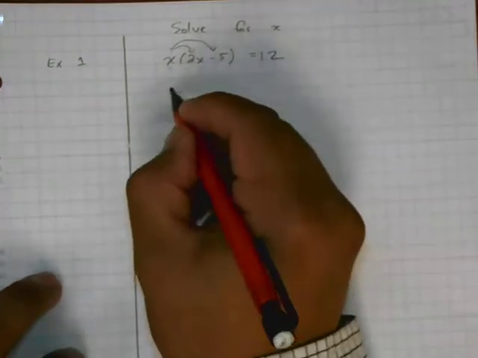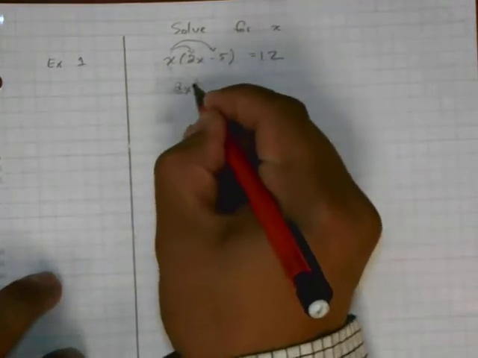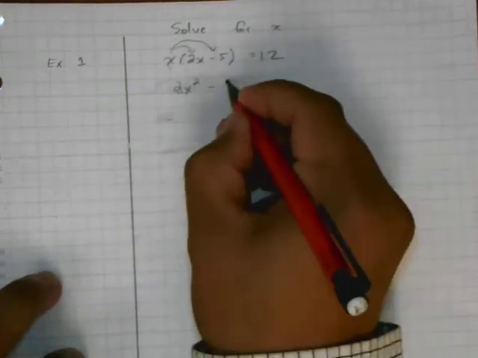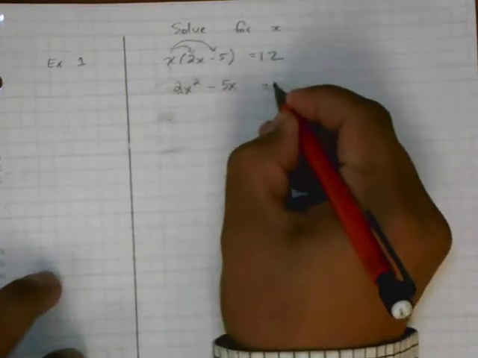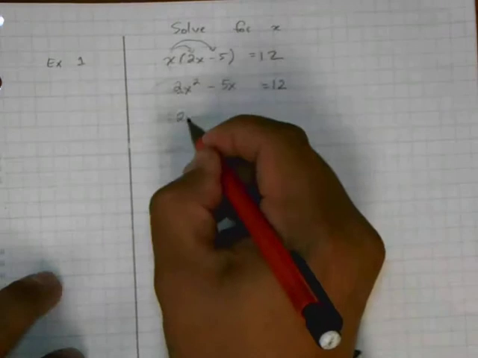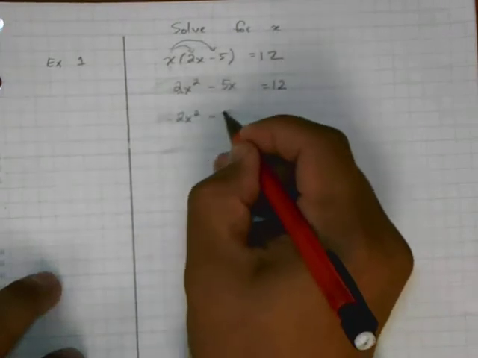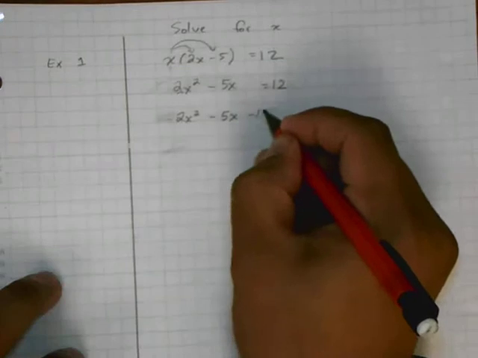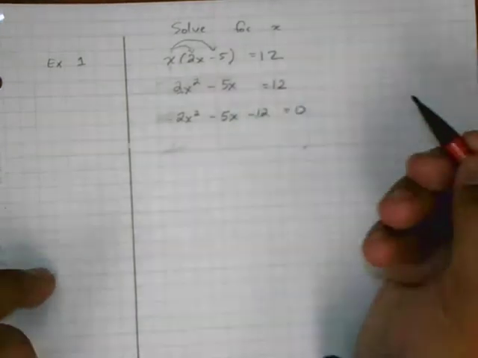So I have x times 2x, and that gives me 2x squared. Then x times negative 5, which gives me negative 5x equals 12. Okay. And with a problem like this, it's starting to look like a quadratic. So I'm going to try to subtract 12 from both sides and get one side equal to 0. So that gives me 2x squared minus 5x minus 12 equals 0.